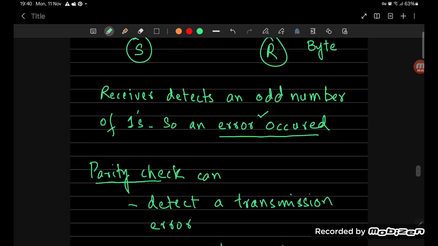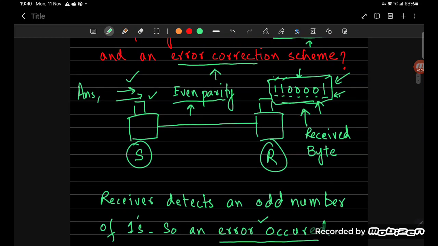It could only have corrected the error had it known which one of these bits got corrupted. But since it's not aware of which bit got corrupted during transmission, how can it fix the error?